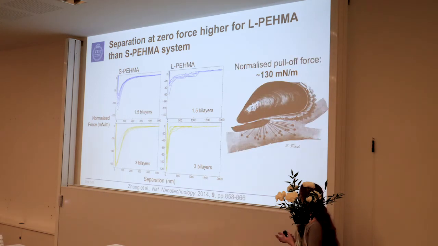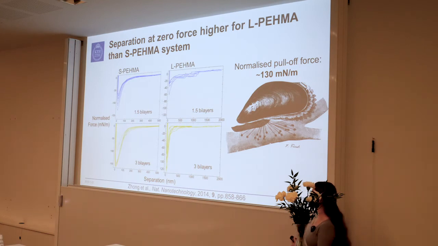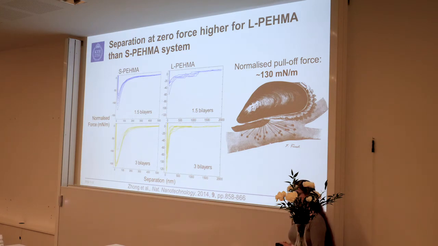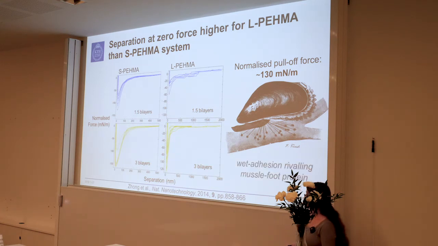To give some sort of context to these results, I wanted to mention a study where they evaluated a system containing mussel foot protein with colloidal probe EFM. This mussel foot protein is widely regarded as a strong underwater adhesive, allowing mussels to attach to rocks, also in high current underwater. In this study, they obtained a pull-off force around 130 millinewton per meter. And as you can see from those graphs, we are in the same range, or maybe slightly above. So we have a system that is rivaling the wet adhesion of mussel foot protein.